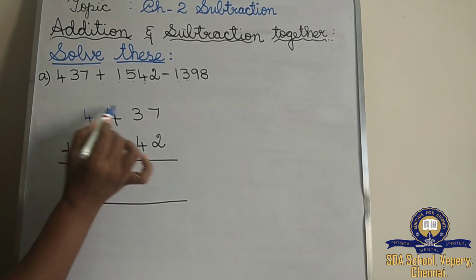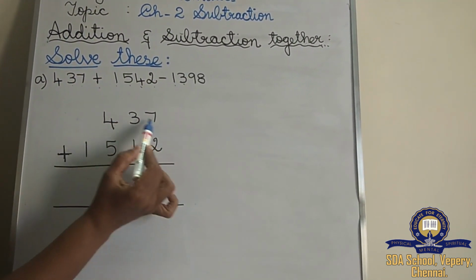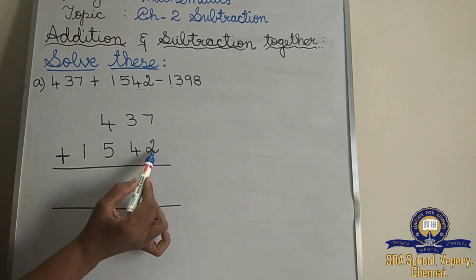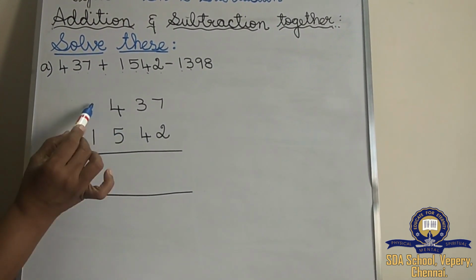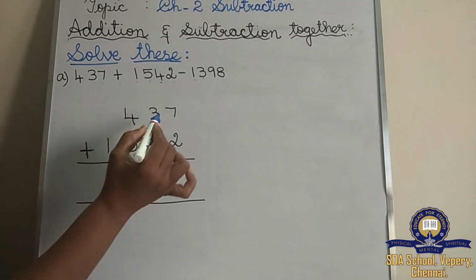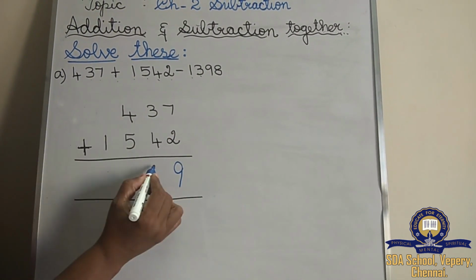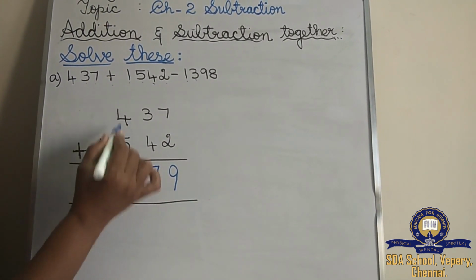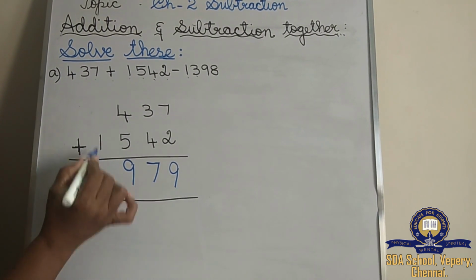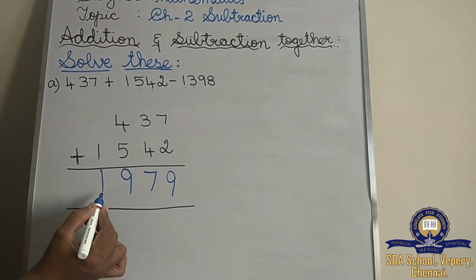Here you have to write 432. No, the answer will be wrong. From the ones place you have to write ones, tens, 100. Understood? Ones, tens, 100, 1000. The 1000 place should be empty. You should not fill anything. Okay, children? 7 plus 2, 9. 3 plus 4, 7. 4 plus 5, 9. And then here no number, so you have to bring down this one. So what's the answer, children?